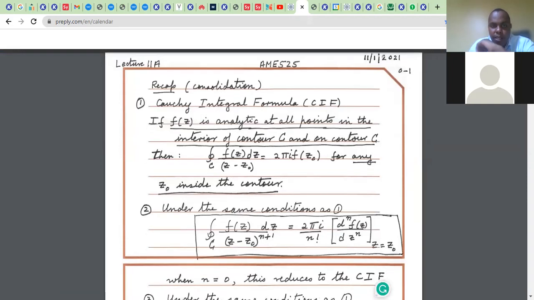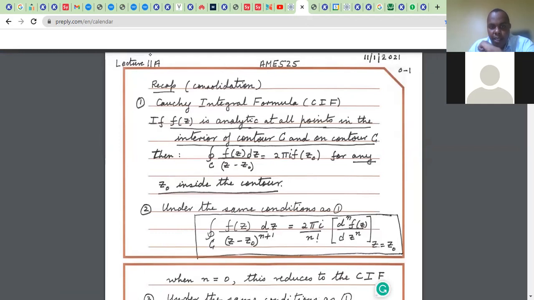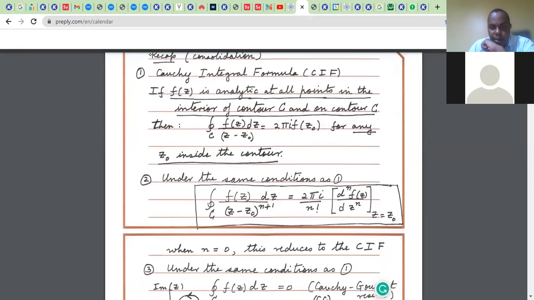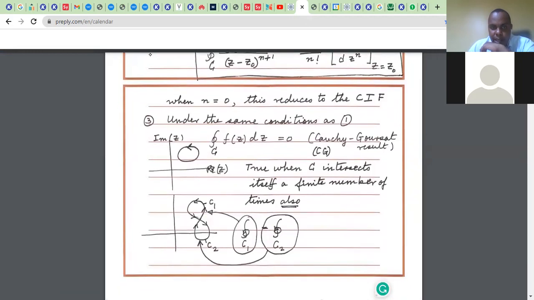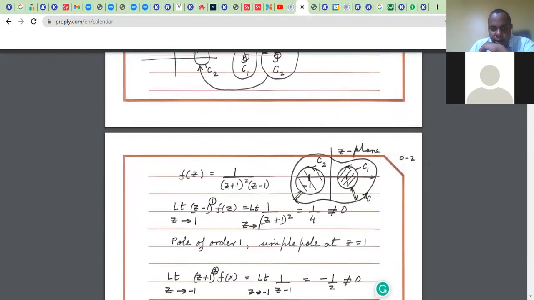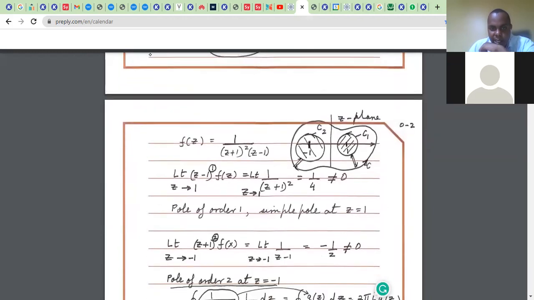So a recap on Cauchy integral formulas. If f(z) is analytic, this was Cauchy's integral formula, but it only works for a simple pole. But if we have a function with a pole of order n plus 1, then we use this integral formula. Remember, under the same conditions, this integral will always be 0 if the function is analytic. And then this is an example, the last one we read.